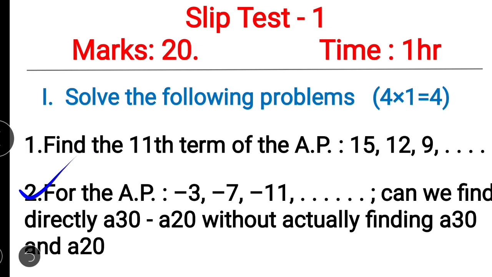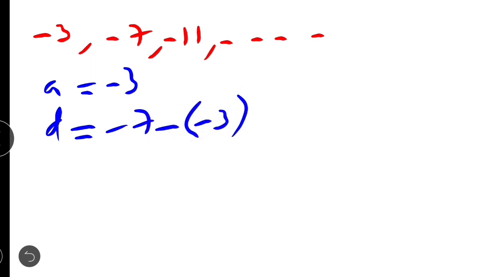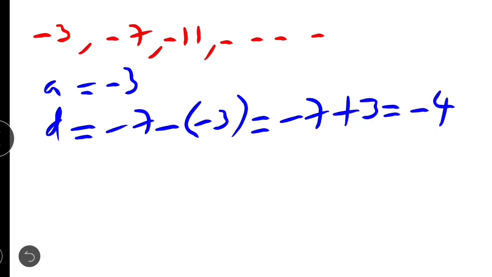Next, second question, for the AP minus 3, minus 7, minus 11, and so on, can we find A30 minus A20 directly, without actually finding A30 and A20? Let's find the A value and D value first of all. A equals minus 3 and D equals minus 7 minus of minus 3. Minus 7 minus of minus 3 is plus 3, so it equals minus 4.